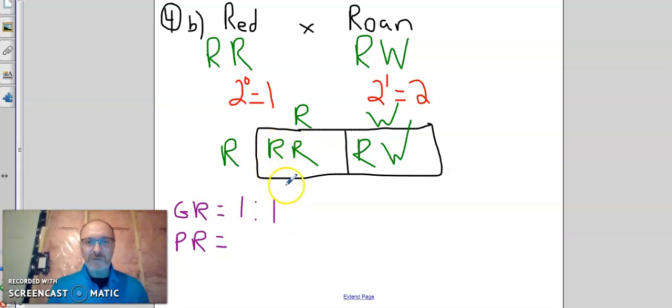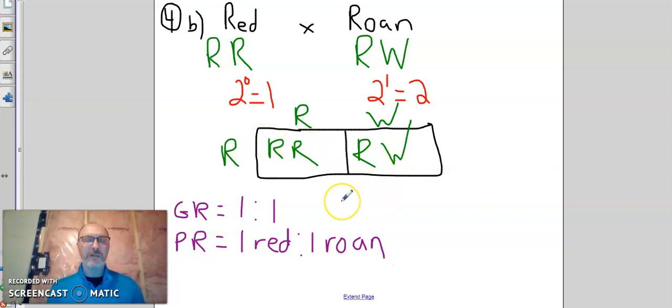What do these organisms look like? So that first one, big R, big R, is going to be red. So we have 1 red individual. And the big R, big W individual is going to be roan in color. Okay. So you notice we're using all capital letters for all the alleles.